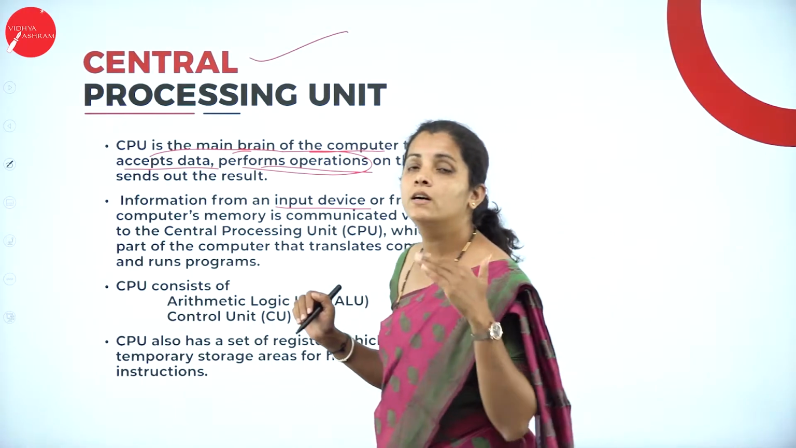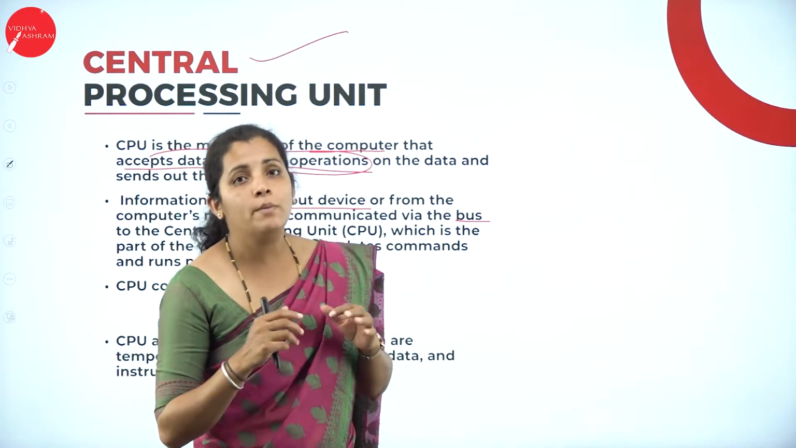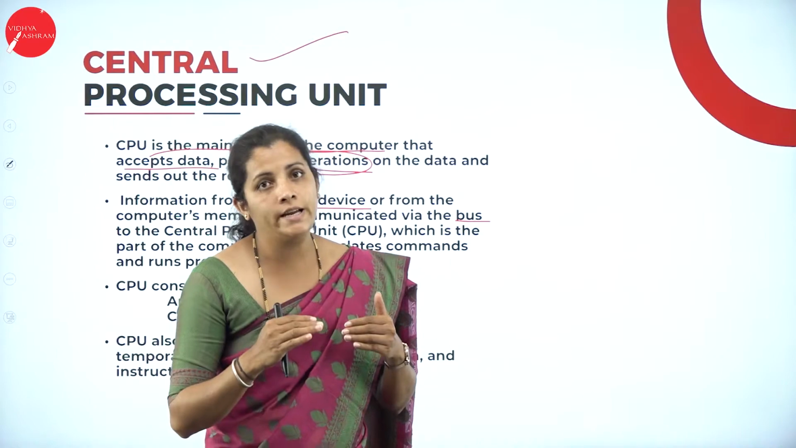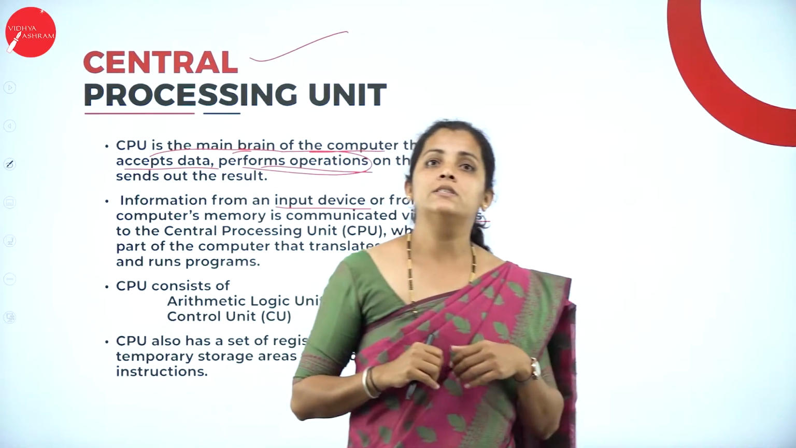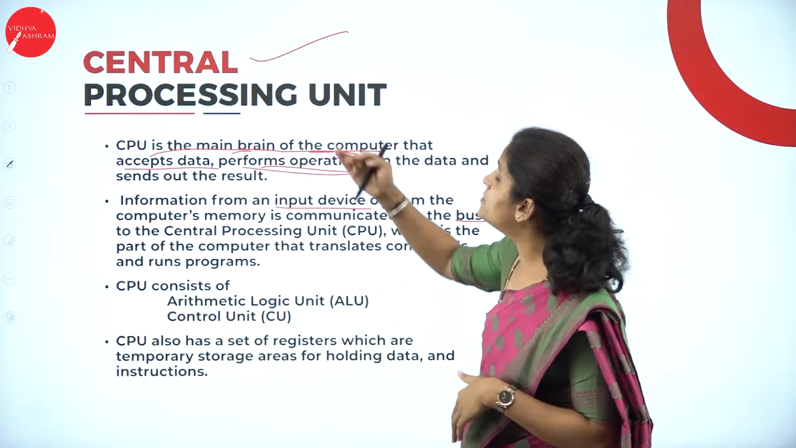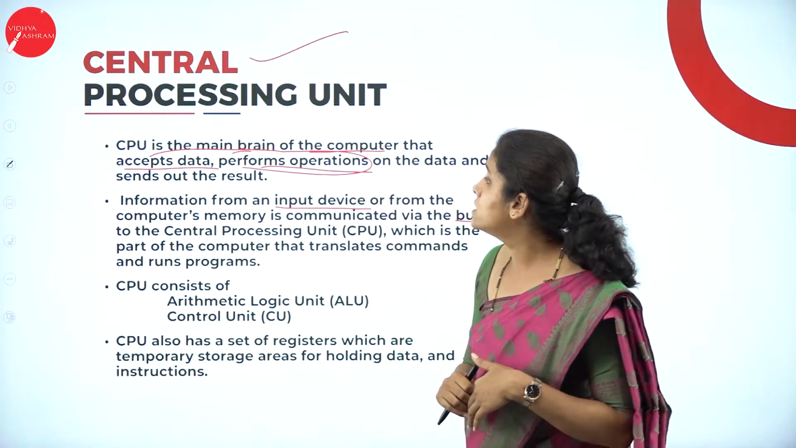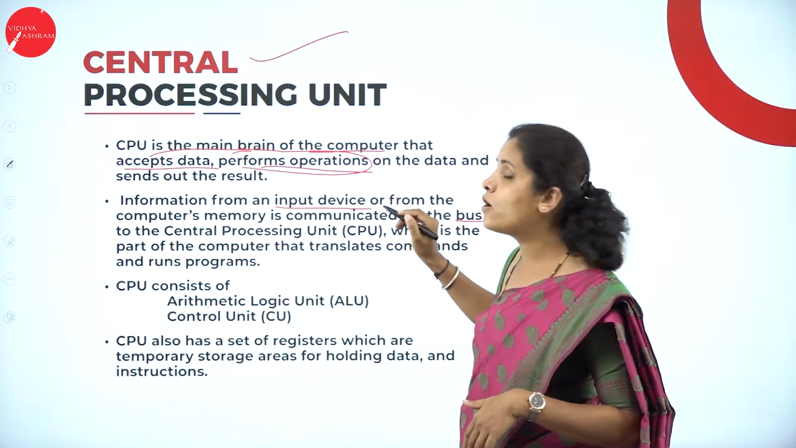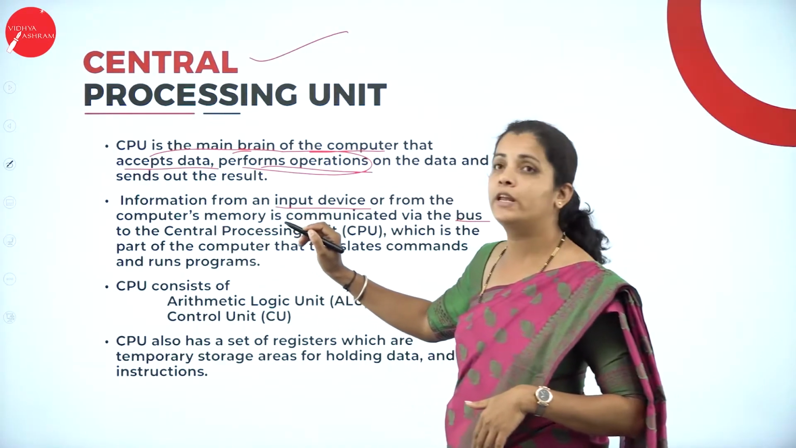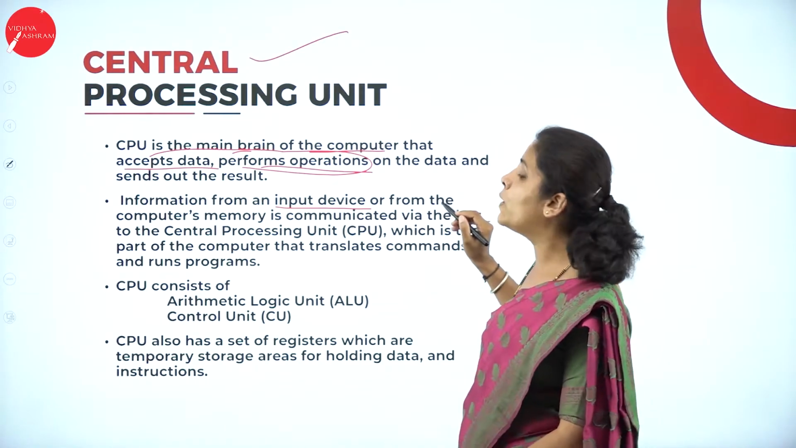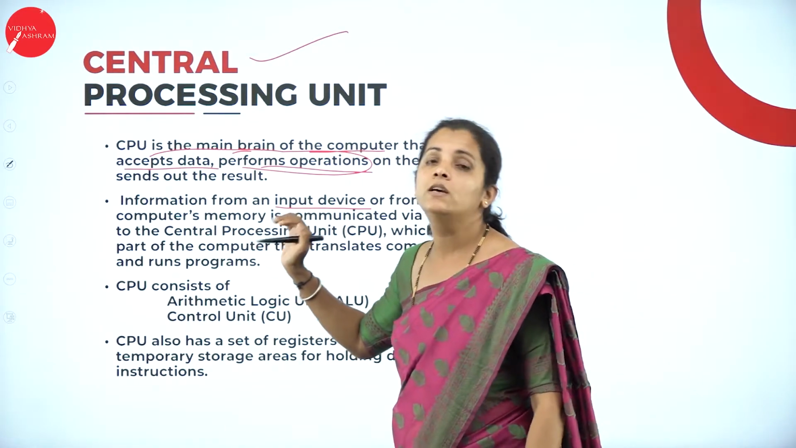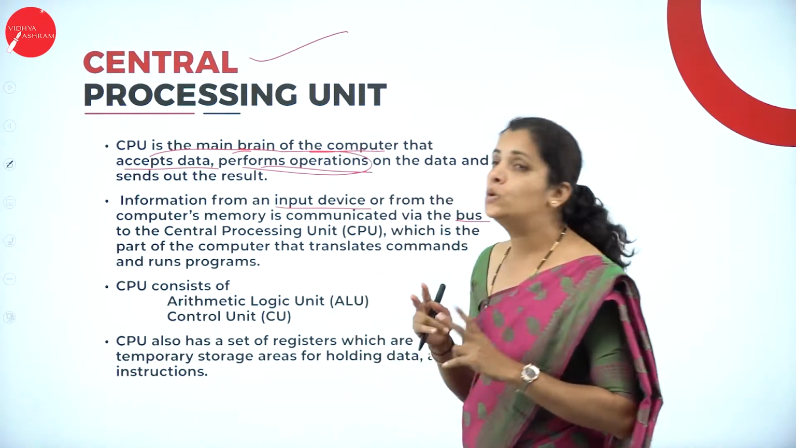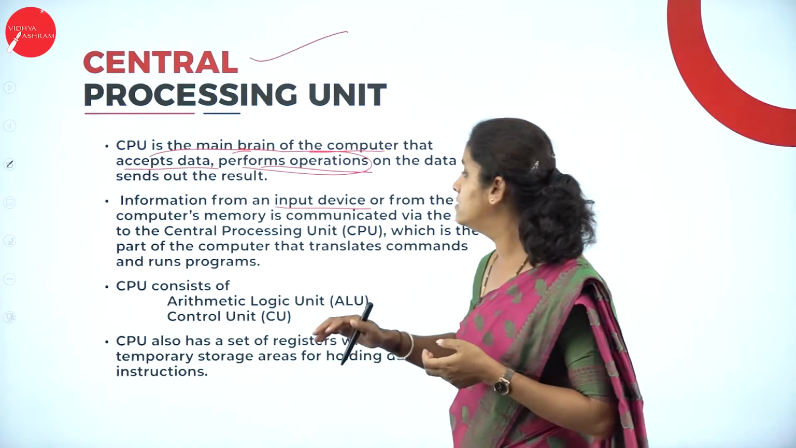I repeat, bus is nothing but a communicating system used to send and receive the data within the computer system. So what is the responsibility of the central processing unit? The information from an input device or from the computer memory is communicated via the bus to the central processing unit. The CPU includes 4 components.